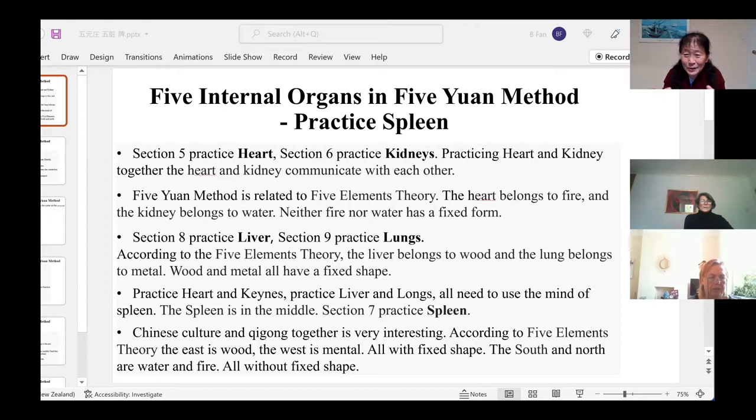But the heart and kidneys belong to fire and water. You can't hold fire, you can't hold water. So you can't keep it. So that's the difference. And when we practice the heart and kidneys, or the liver and lungs, we all need to use the mind.